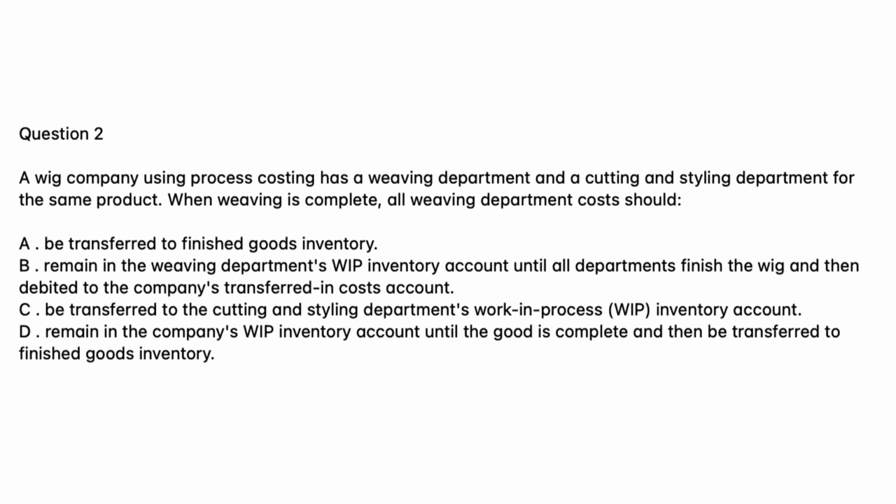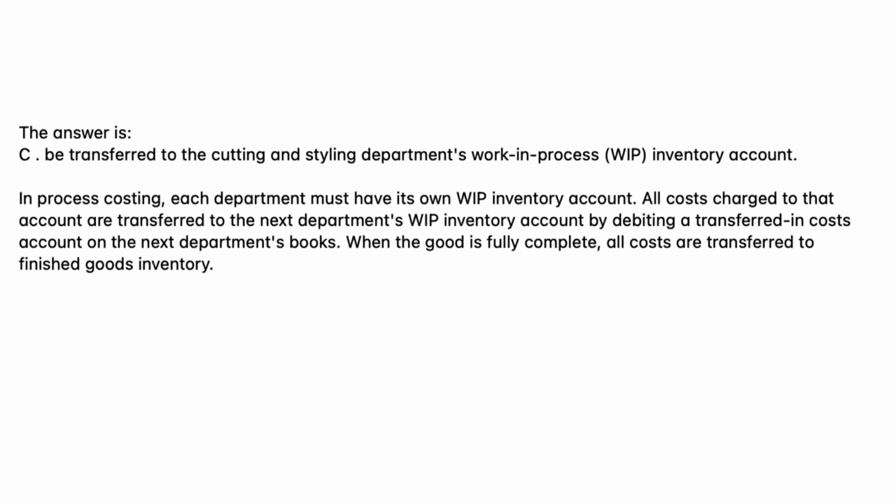Question 2. A wig company using process costing has a weaving department and a cutting and styling department for the same product. When weaving is complete, all weaving department costs should A. Be transferred to finished goods inventory. B. Remain in the weaving department's WIP inventory account until all departments finish the wig and then be debited to the company's transferred-in costs account. C. Be transferred to the cutting and styling department's work in process, WIP, inventory account. D. Remain in the company's WIP inventory account until the good is complete and then be transferred to finished goods inventory. The answer is C.